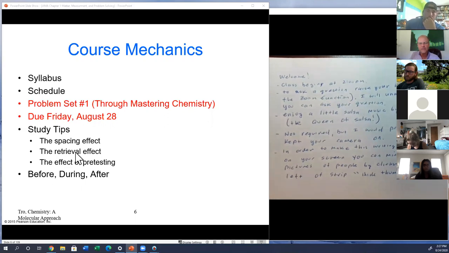Secondly, the retrieval effect. I have students coming to me every semester and saying, Dr. Tro, I studied for 10 hours and I failed the exam. And so I asked them, well, how did you study? And they said, well, I reread the notes that I took from class and I reread the book. And then I said, okay, but did you do anything? Did you retrieve information? Did you apply it? Were you active in the process? And it turns out most of the time they weren't. So just rereading and reviewing is not enough. You actually have to be active.